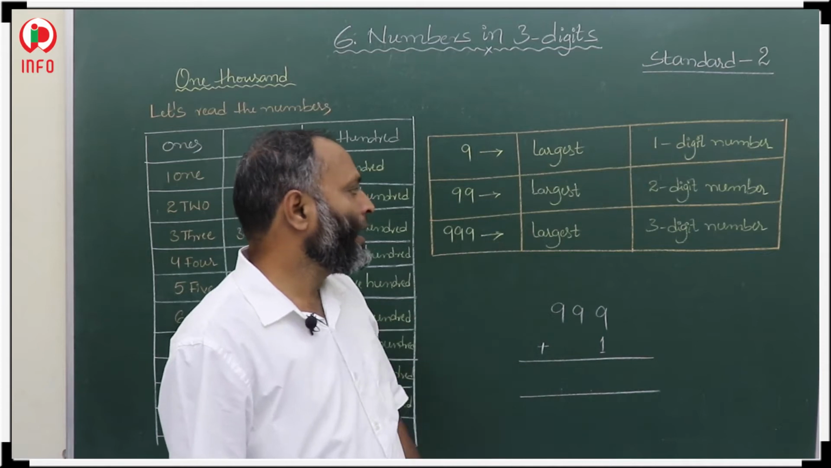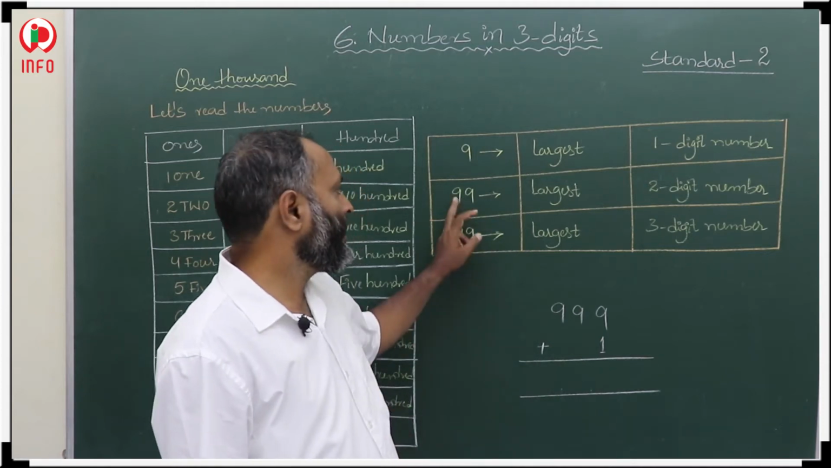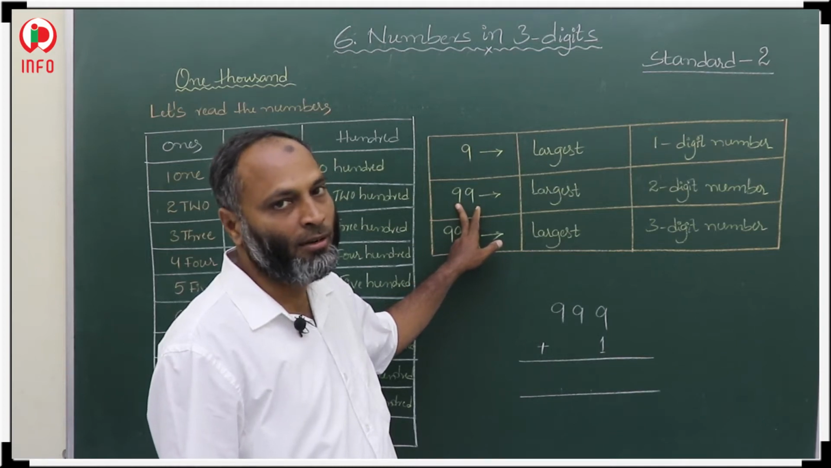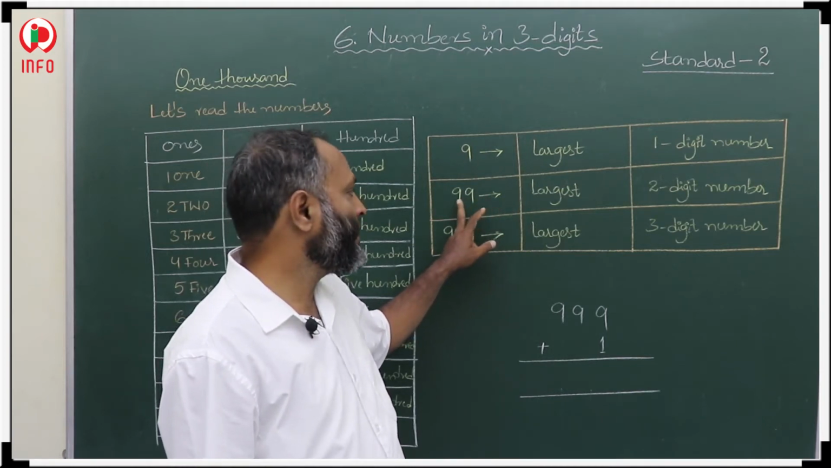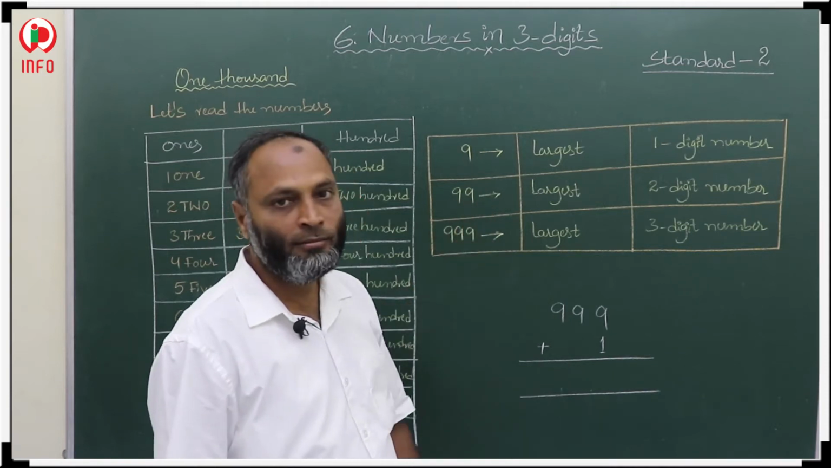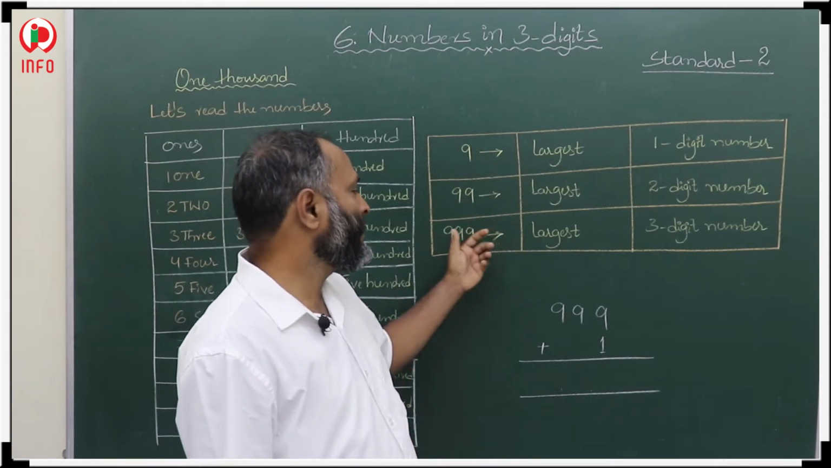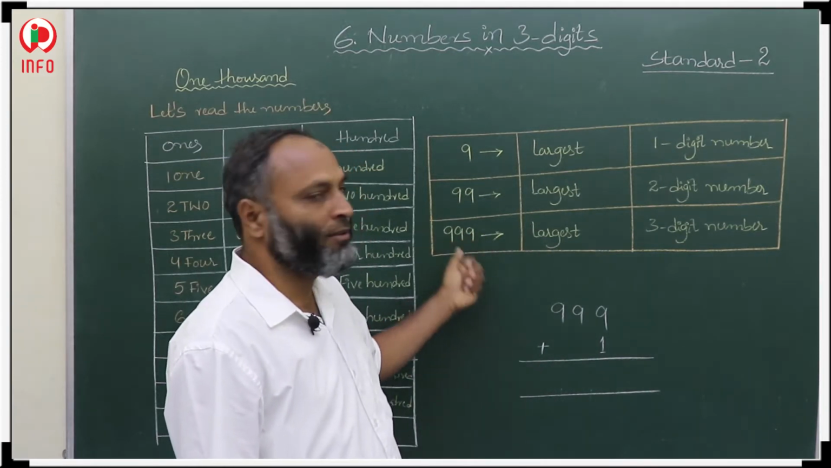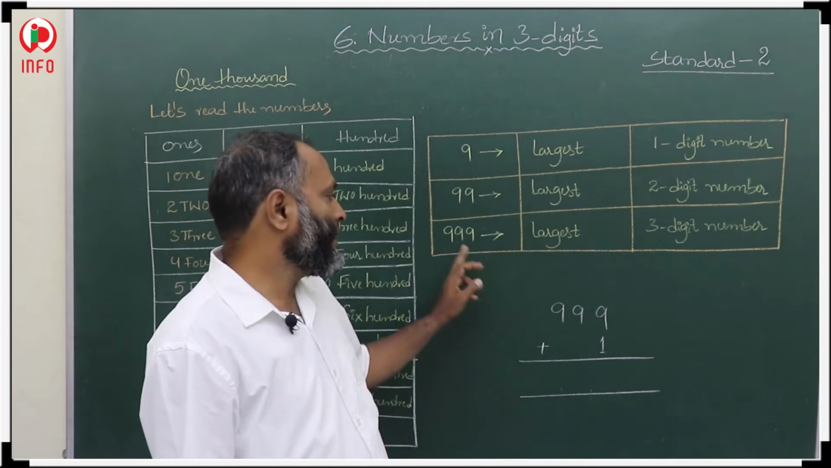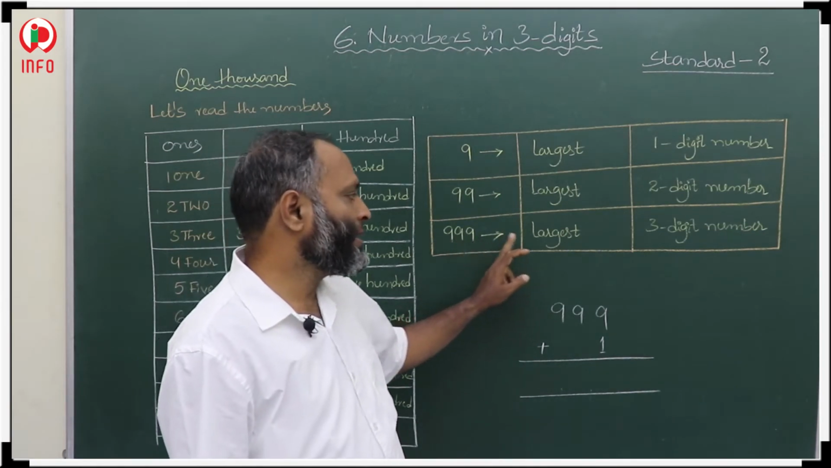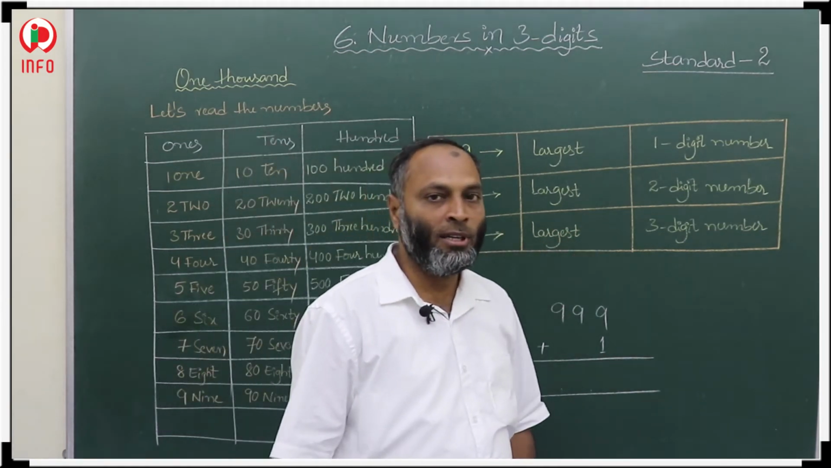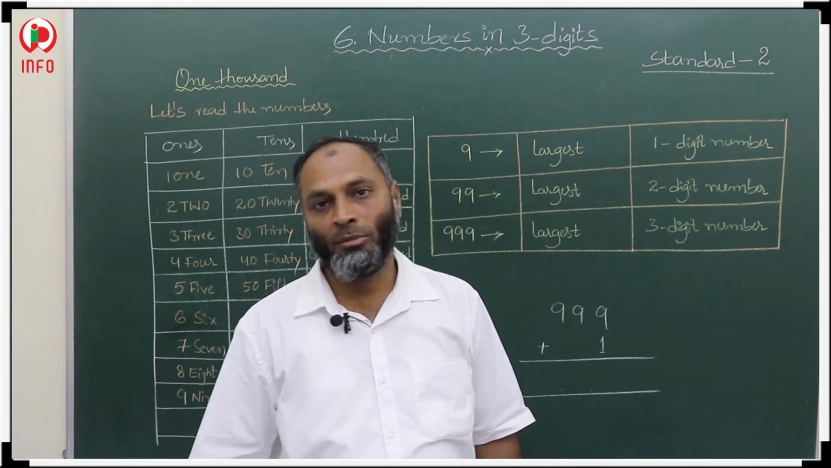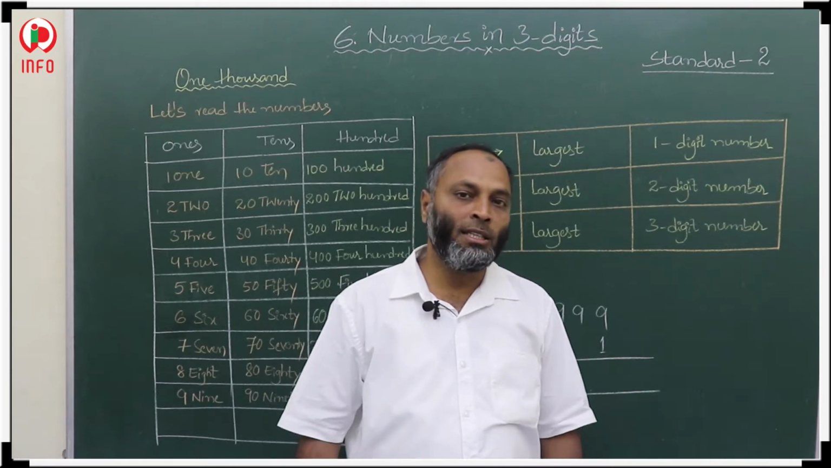In two digits, the largest two digit number is 99. Two nines we have to take for a two digit number. And after that, the three digit largest number is 999. Three nines we have to take. Single digit largest number is 9. Two digit largest number is 99. Three digit largest number is 999.